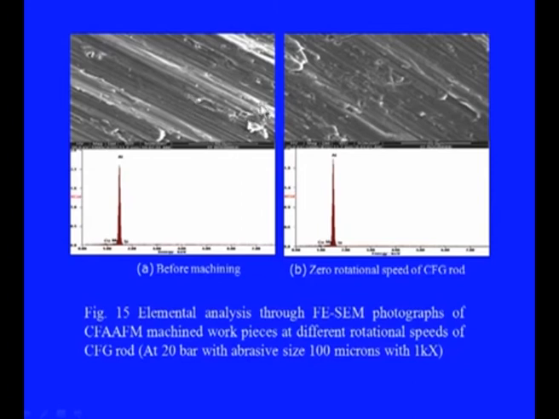Similarly, these are two different surfaces. This is machined with simple abrasive flow machining, and this is with the CFG rod inside. However, this CFG rod was not given any rotation. Also, this CFG rod was stationary. Even then, the quality of the surface was better.